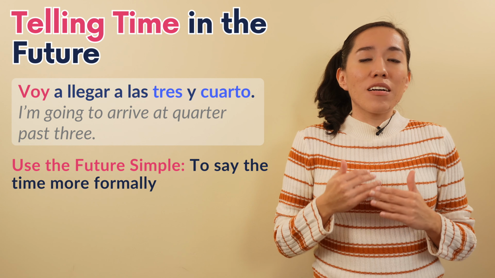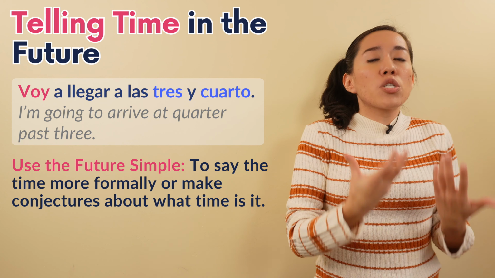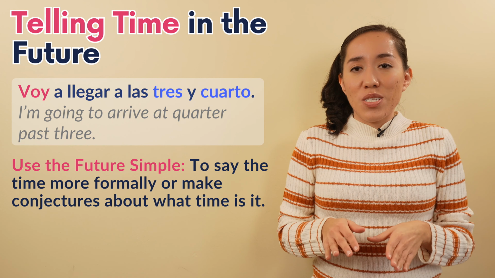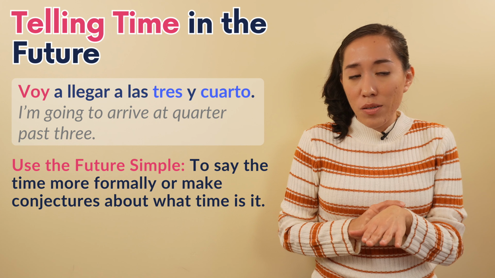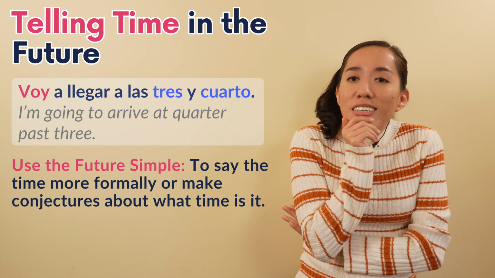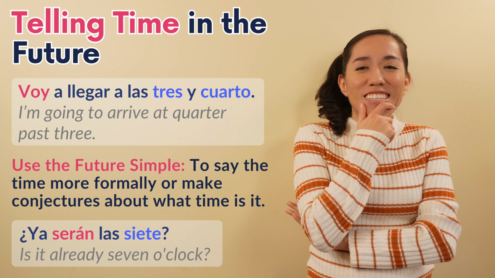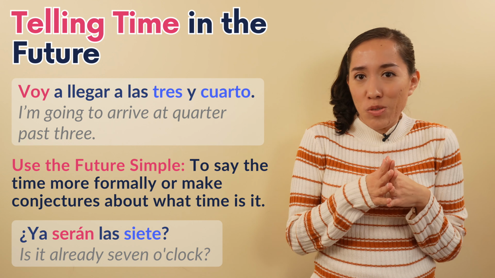However, in daily life Spanish, we can also use the future simple to make conjectures about what time it is. For example, imagine that I don't have a watch and I'm waiting for my telenovela, which starts at 7. So I could go and say something like, "¿Ya será las 7?" Is it already 7 o'clock? I'm sorry, I just need to see if Fernanda is going to propose to her.